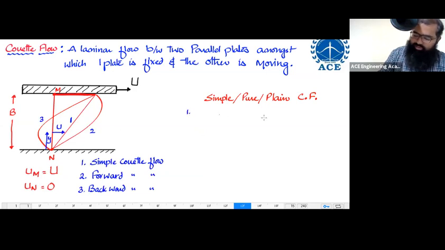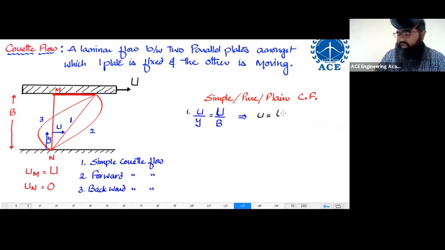First thing I can say, small u upon y is equal to capital U upon B. Don't ask me how. The answer is similar triangles. Small u upon y is capital U upon B. From here I get the equation of velocity. What is the equation of velocity? Local velocity has to be equal to capital U into y upon b. This is the equation of local velocity in the case of simple Couette flow.